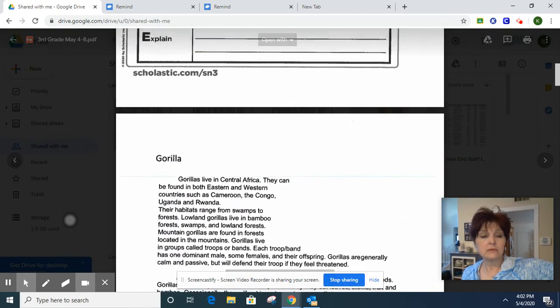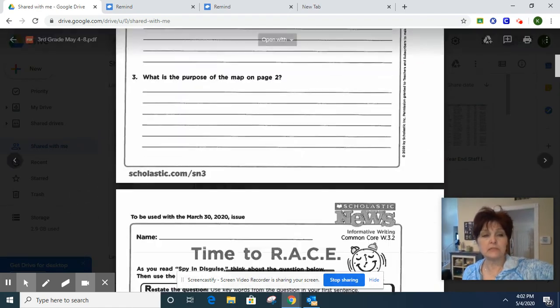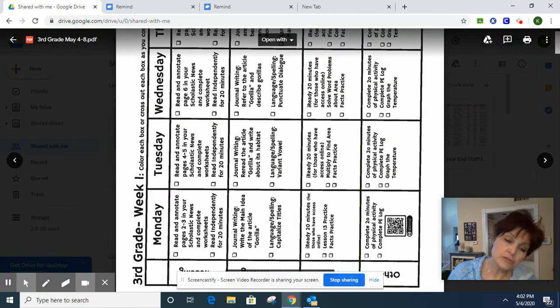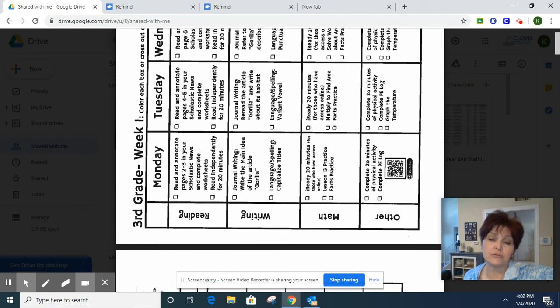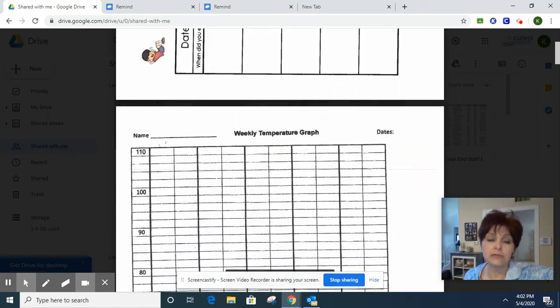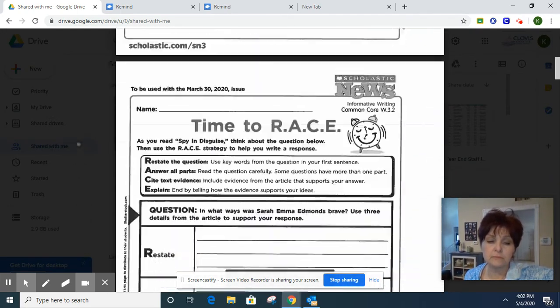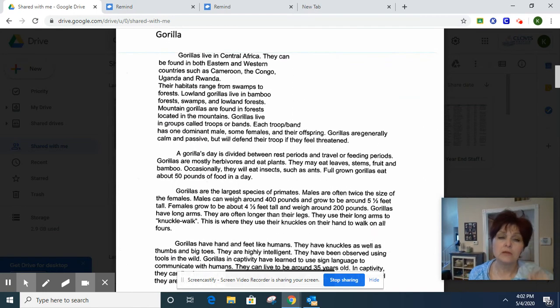Okay. Your next assignment, let me scroll back up. So after you do the Scholastic News and you read independently, make sure you're keeping track of that in your journal. And then your journal writing is to use the article Gorilla. And then you're also going to be doing language and spelling capitalization for that under the writing as well. So let's go to the article Gorilla. I believe it's in here. There it is. So remember, annotate as you read. So you're going to be writing using RACE again.